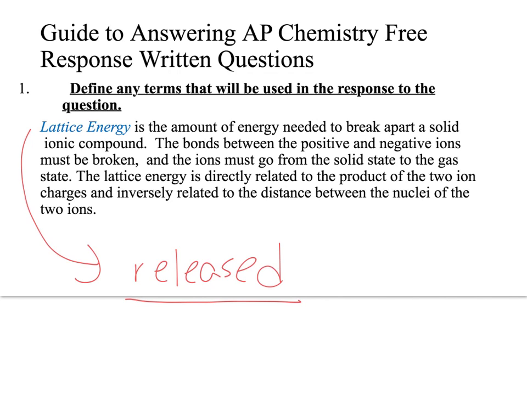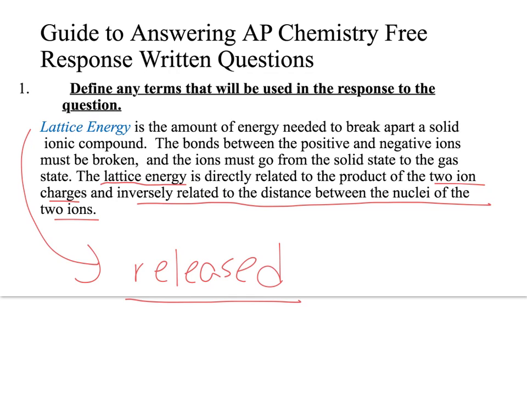When you break the bonds in a lattice, the bonds between the positive and negative ions must be broken, and the ions go from the solid state to the gas state. This is important either way. The lattice energy is directly related to the product of the two ion charges. So this is Coulomb's law, and inversely related to the distance between the nuclei of the two ions.